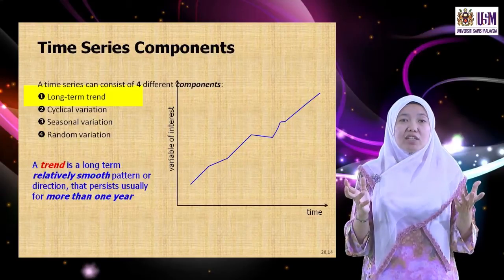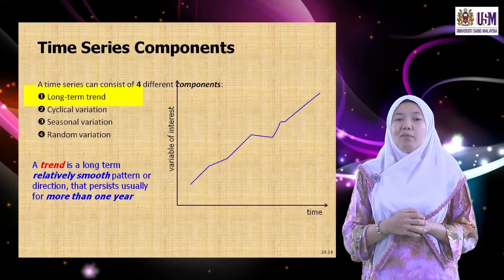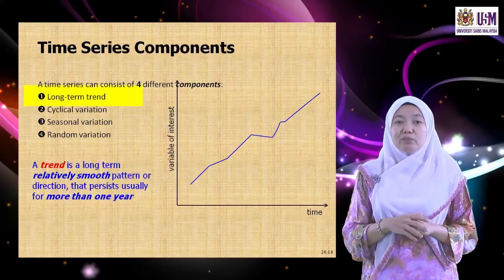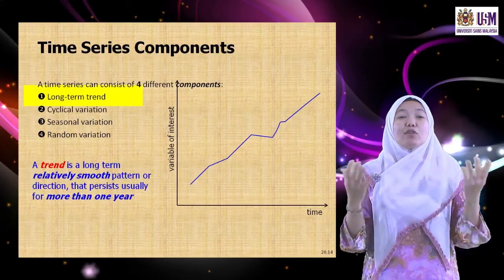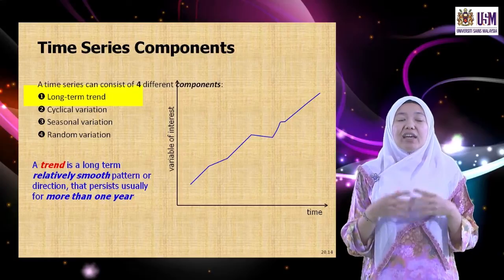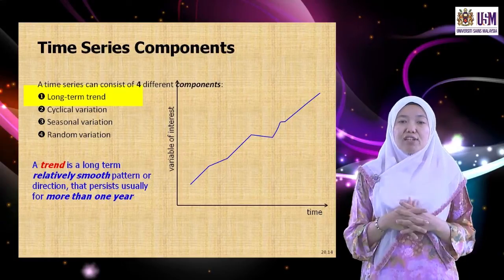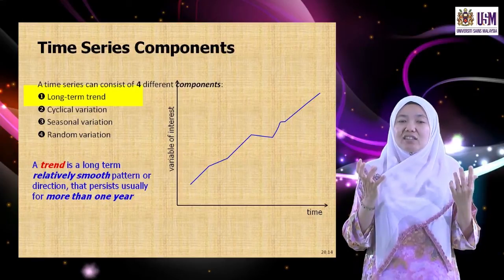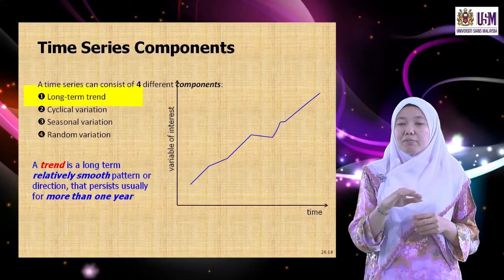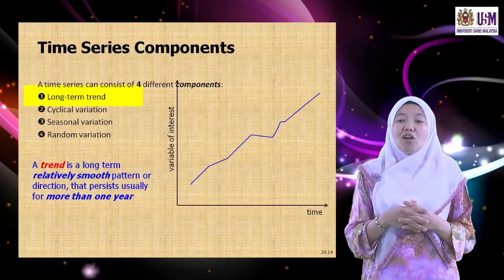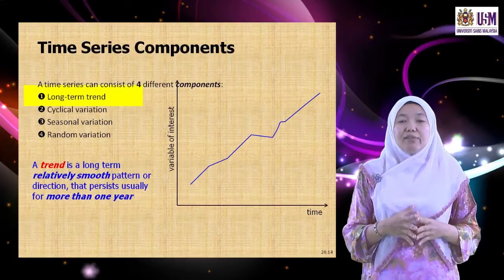A time series can consist of four different components. We have the long-term trend, then the cyclical variation, then the seasonal variation, and the final component is what we call the random variations. So what is the trend component? If you look at the graphs, remember, time is always on your horizontal axis, while your variable of interest Y is on the vertical axis.